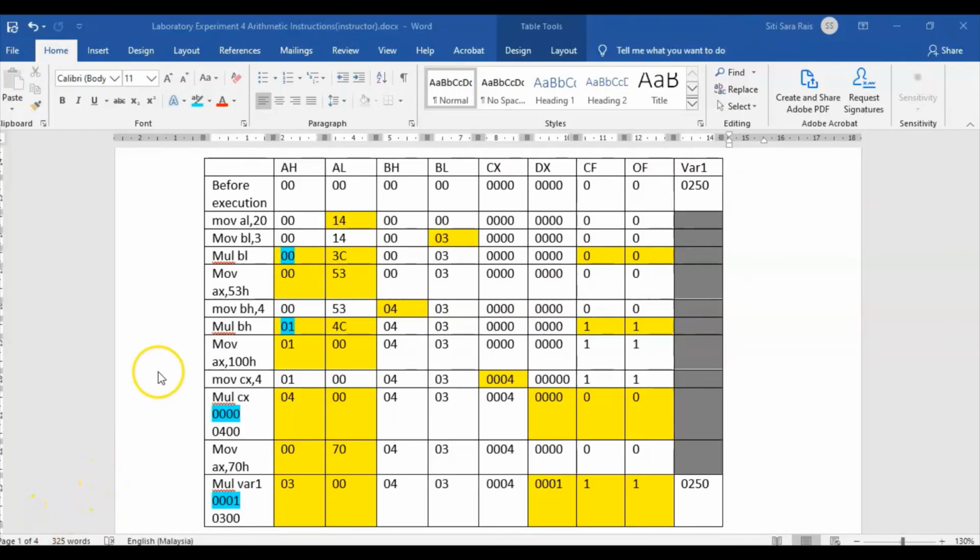Finally, this is our final result that we expect from the instructions. Because we know what the instructions are all about, we can get the result for each instruction. So this is the final result. You can check with the values in this table. Then we can proceed to the simulator.